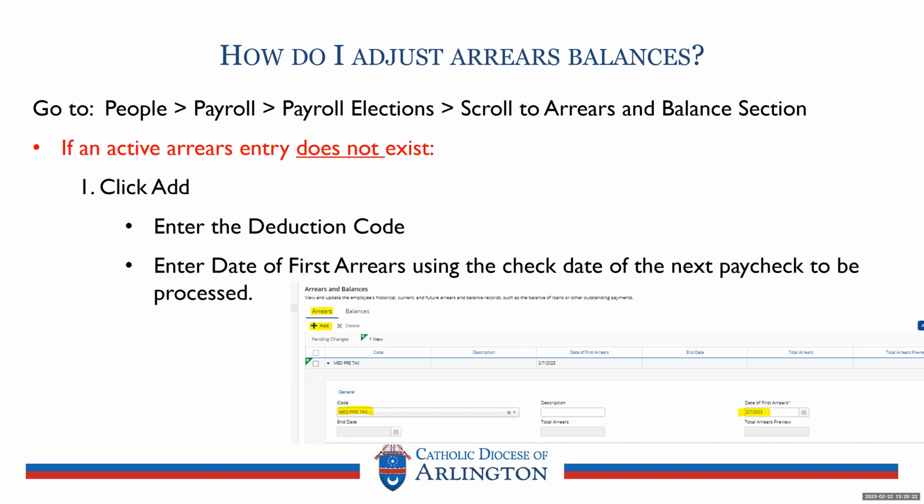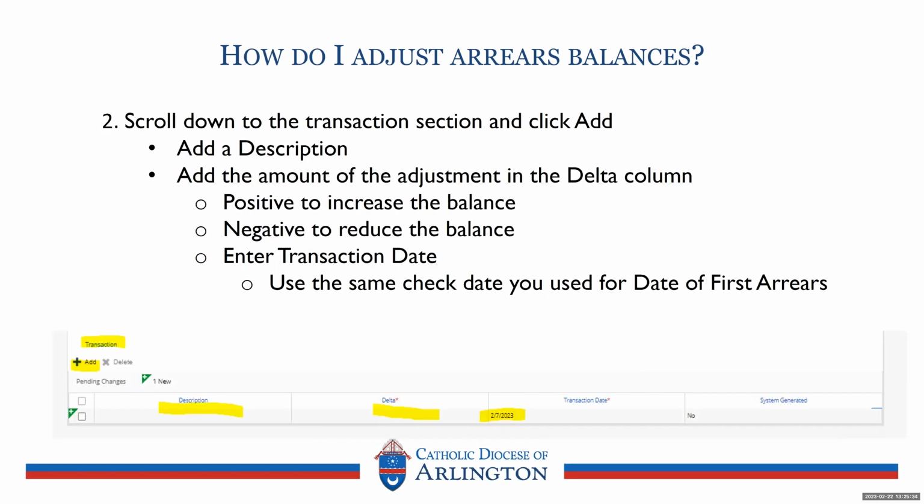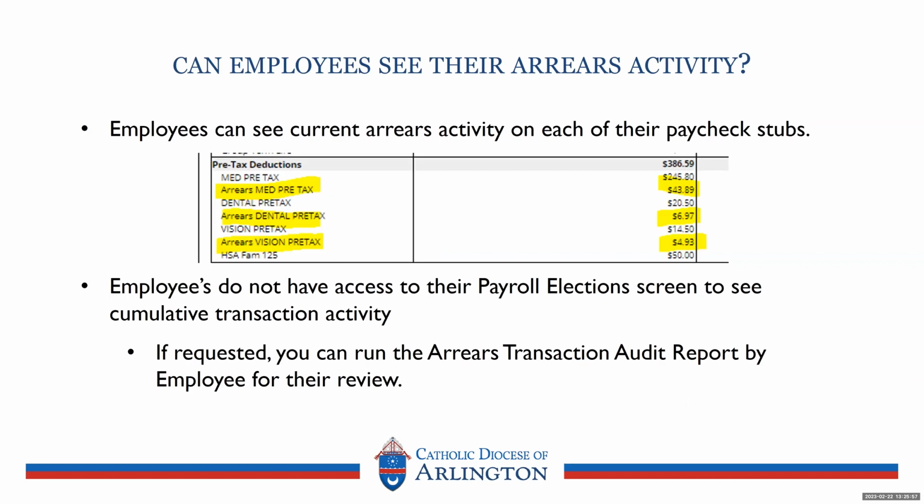If an active arrears entry does not already exist, click Add, enter the deduction code, and enter the first date of arrears using the next paycheck date to be processed. Then scroll down to the Transactions section and click Add. A line opens up where you can add a detailed description of why you are adding the adjustment. The amount of the adjustment is keyed again under the delta column. Key a positive amount to add an arrears balance. Enter a transaction date, which should be the same date as the first date of arrears you entered.